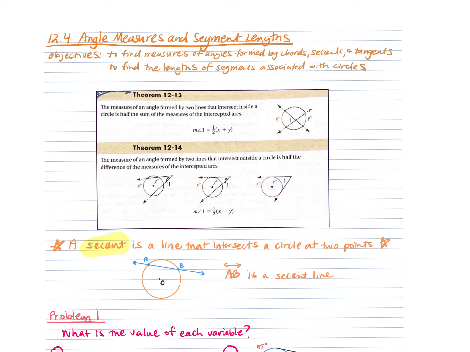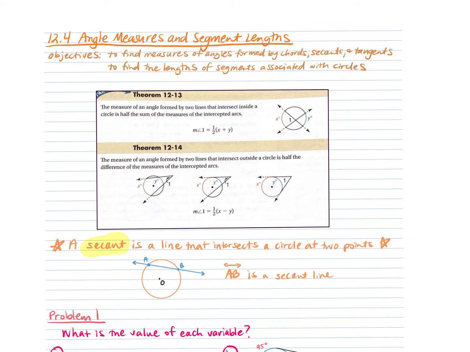This is the video lesson for geometry, section 12.4, angle measures and segment lengths. So we're going to be finding measures of angles formed by chords, secants, and tangents, and then we're going to find lengths of segments associated with circles. And this is mainly just formulas.